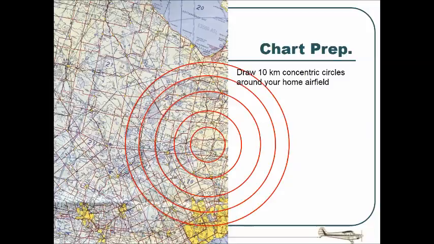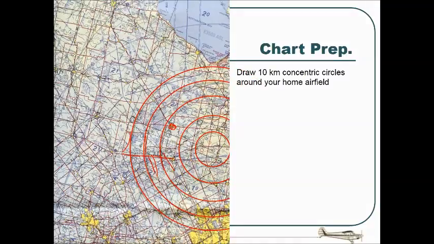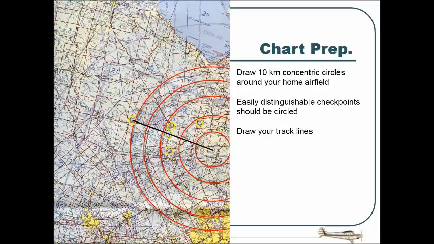So we draw our circles. We would then fold the map appropriately to what we're planning to do here. We draw our easily distinguishable landmarks on the ground, and then we draw our track line. In this particular example, I'm going to go from Great Lakes gliding up to Toronto Soaring. So we're going to do that nice little trek up there and go visit.